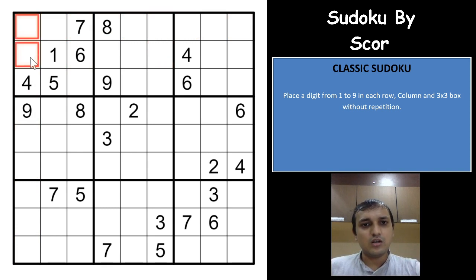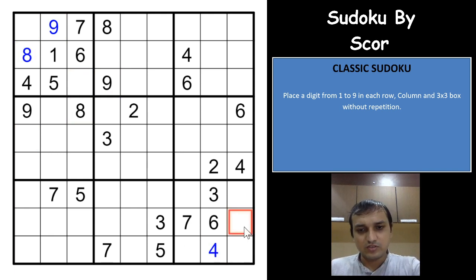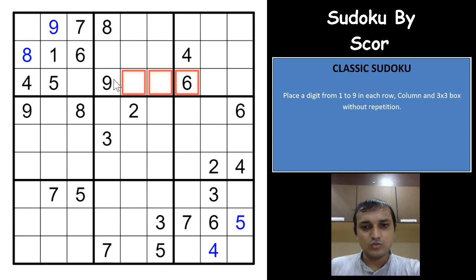Before coming on to the logic we are using in this Sudoku, I would just try to solve it by basic classic Sudoku techniques, where we get a 9 here because of the 9 here and 9 here, and you get an 8 here, right? And this gives you a 4 and this gives you a 5. So these are the only 4 digits that you can get right now by classic Sudoku rules.